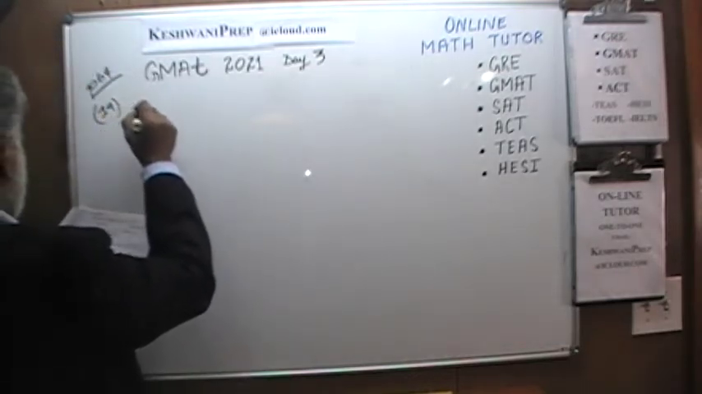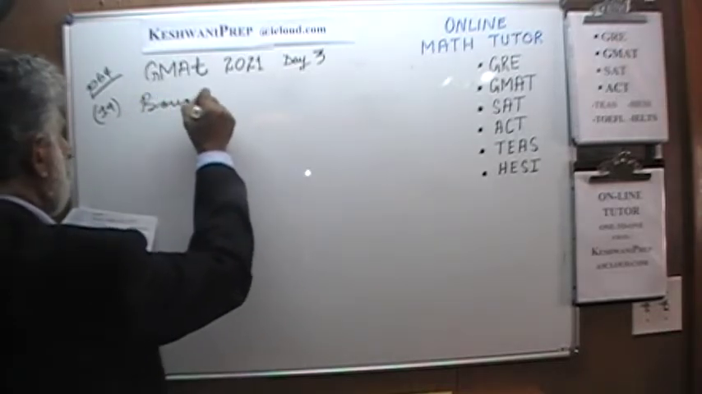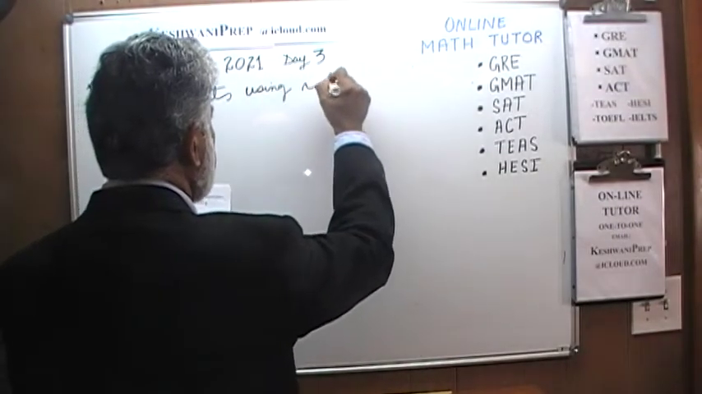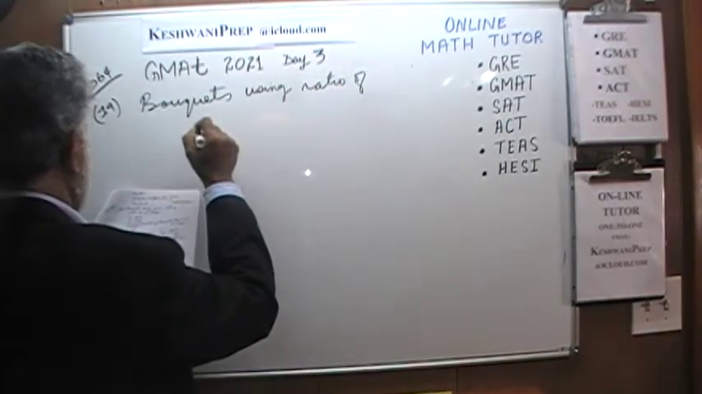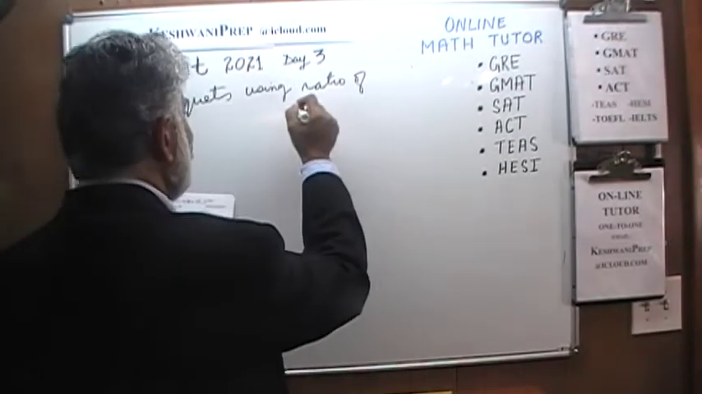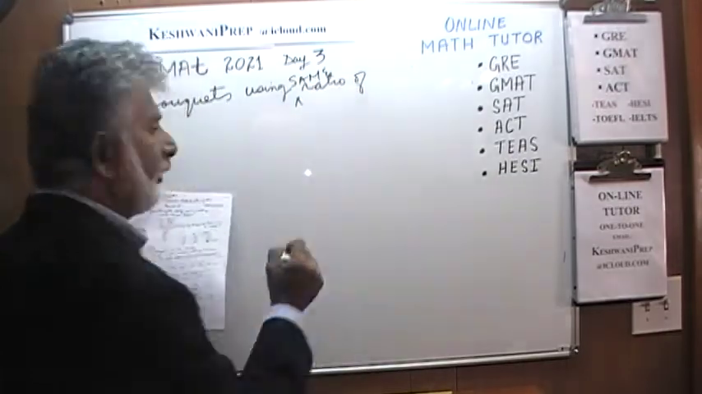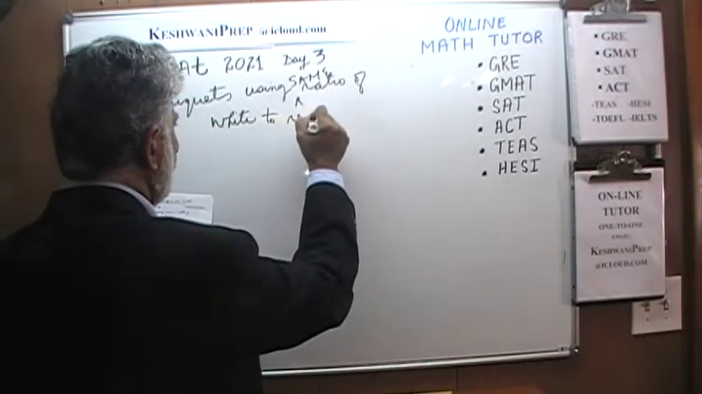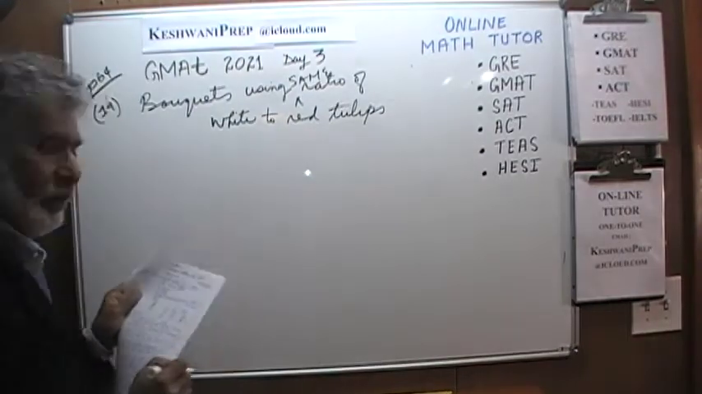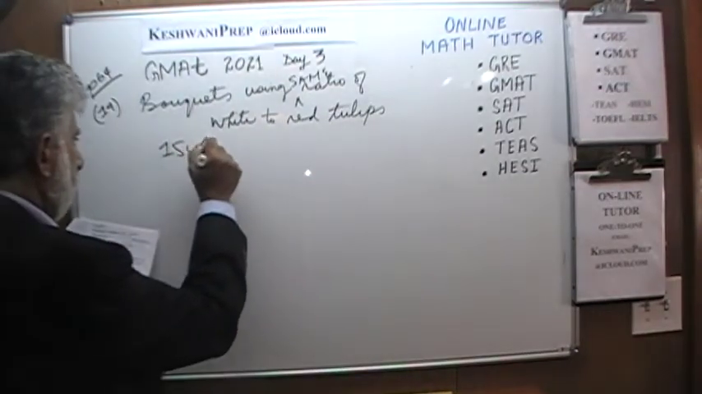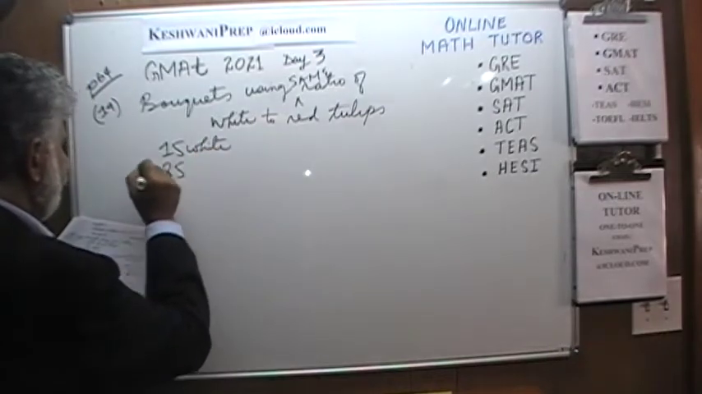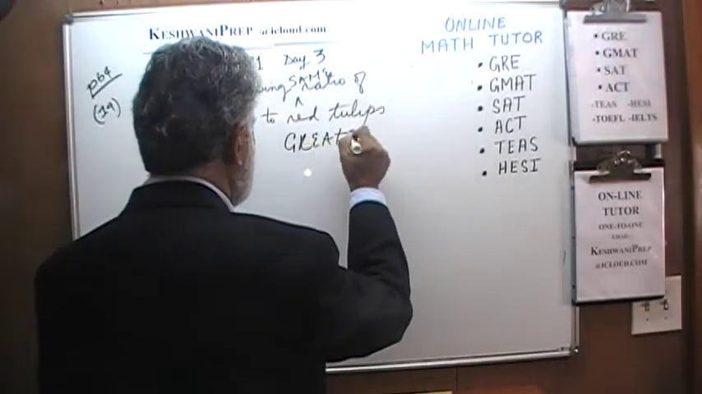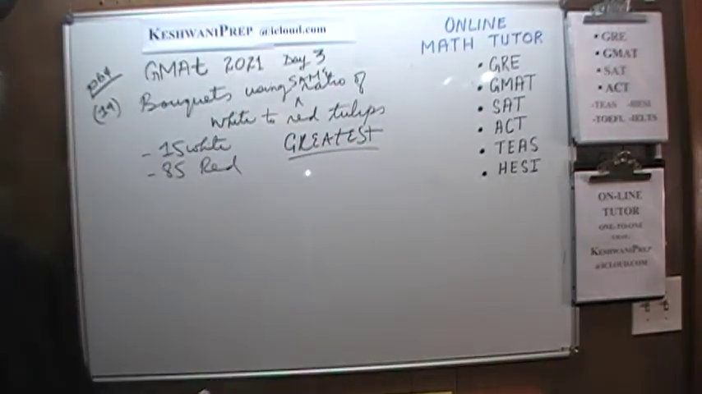Number 14, we are told that we are making a bouquet using the same ratio of white to red tulips. We are told that we have 15 white tulips and 85 red tulips. The question is, what is the greatest number of bouquets that can be made using these flowers?